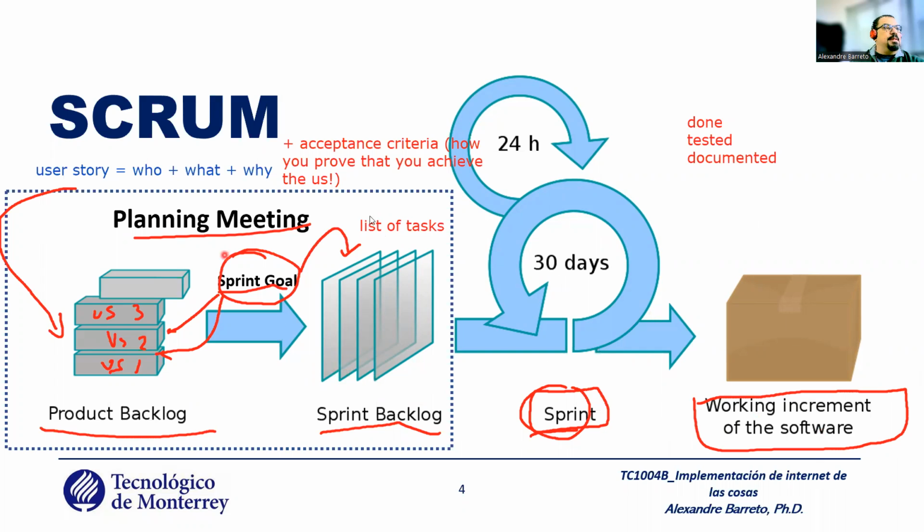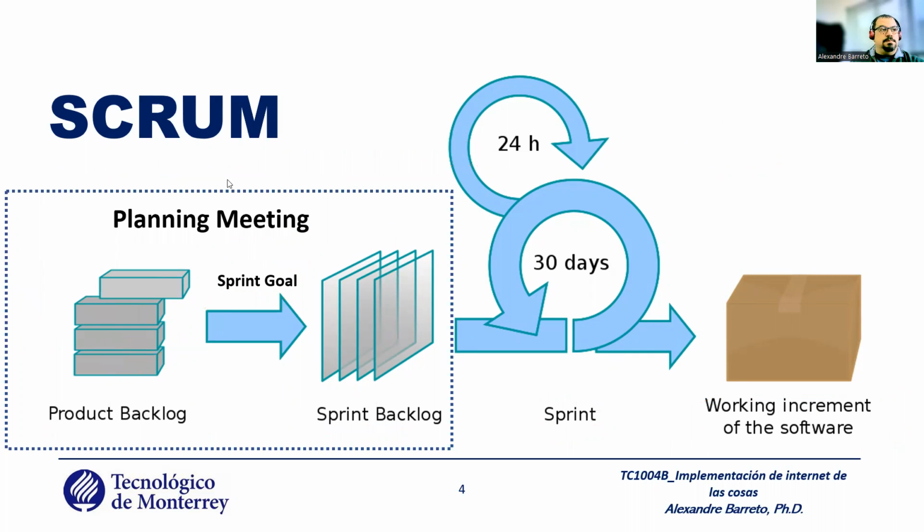So the planning meeting is the meeting where you define the sprint goal, get the user stories from the product backlog that are required to achieve this sprint goal, transform these user stories into a list of tasks, and create the sprint backlog. That is the list of tasks that you need to develop in a sprint to produce our software. It is what you do in the first step in the sprint process.